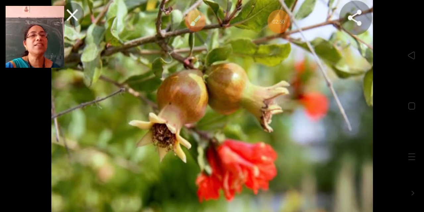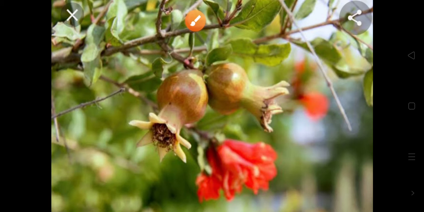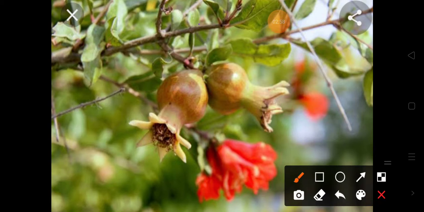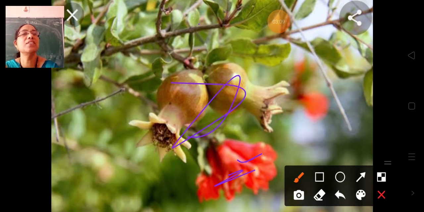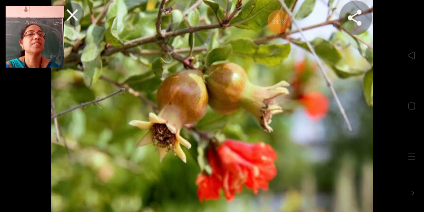See, students, I already told you that flowers grow into fruits. See, students, this flower becoming fruit. See the image. Understood, no, students?